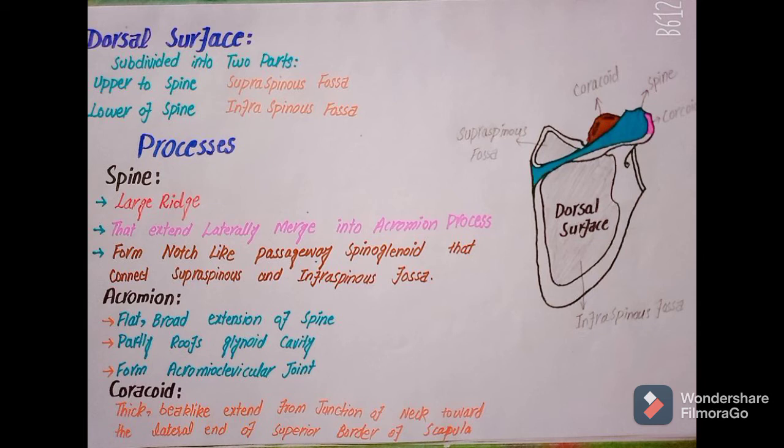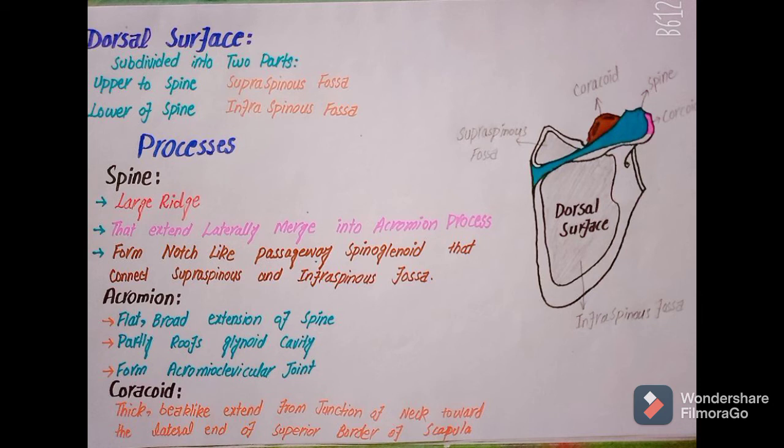The spine of the scapula, which also separates the supraspinous and infraspinous fossae, forms a notch-like passageway called the spinoglenoid notch that connects the supraspinous and infraspinous fossae. So the suprascapular nerves and vessels easily pass between these fossae. Diagrammatically, the spine is highlighted in blue color.